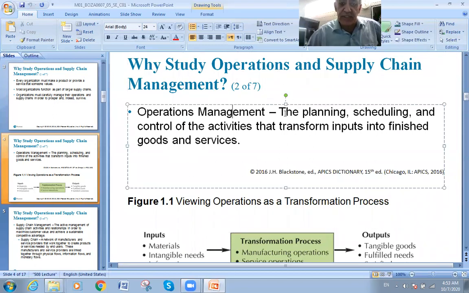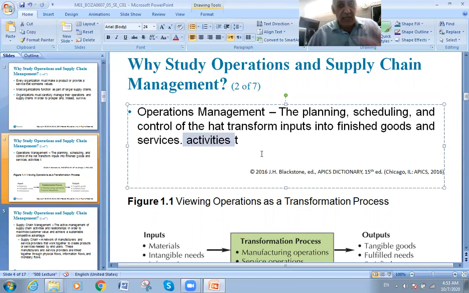Operations management is the planning, scheduling, and control of activities. Look, again, that's why I did the last video, part 1. I told you, because it's management, it will include planning, scheduling, which is part of the planning, and control of that transformation. What is the meaning of transform? It means move from one place to another. Inputs. What are the inputs? The inputs are the raw materials and the non-finished goods. Those we call inputs. Of finished goods into finished goods and services.